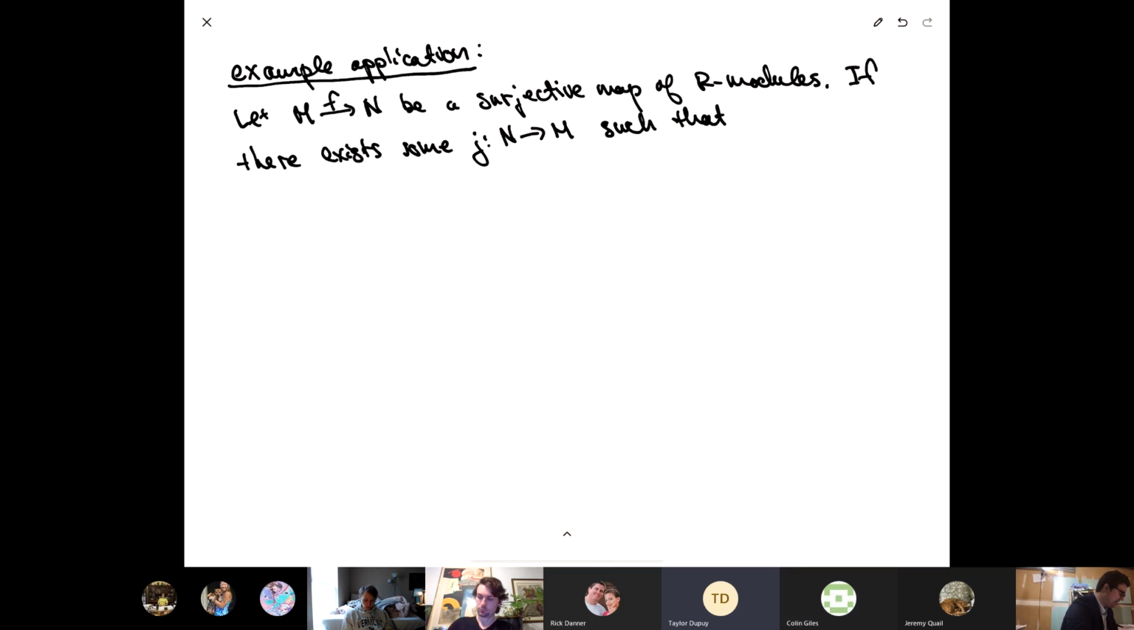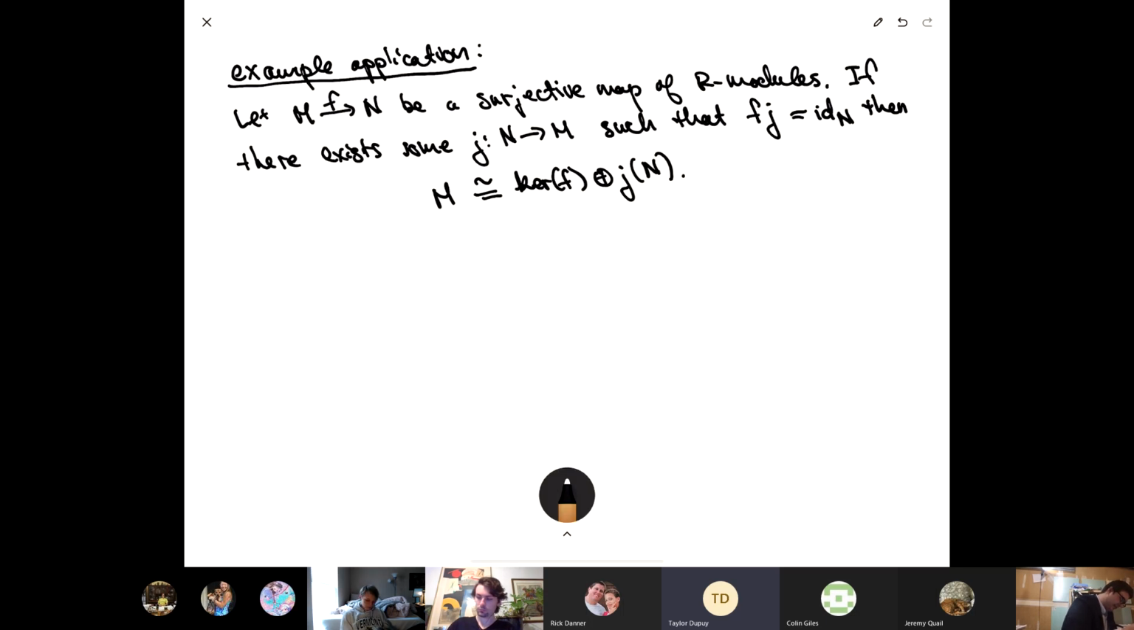okay, now I'm going to write the composition in kind of a funny way. I don't want to write the composition symbol every time, so I'm just going to write them like I'm multiplying them together. And this is the identity on N. Then M is isomorphic to the kernel of F direct sum the image of J. Okay, so this is something that we can prove.